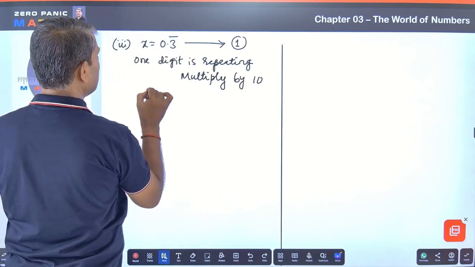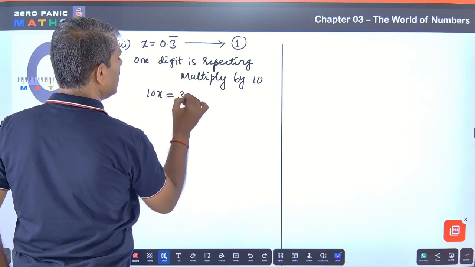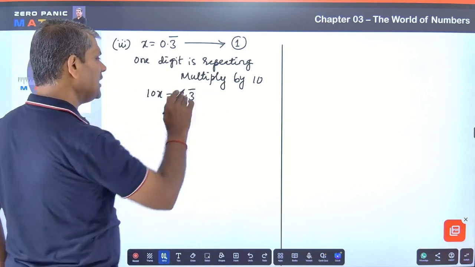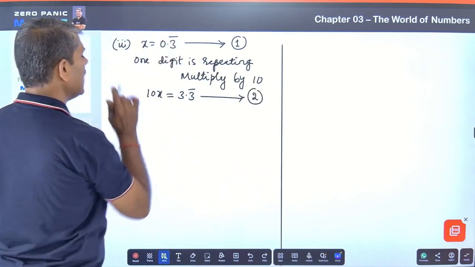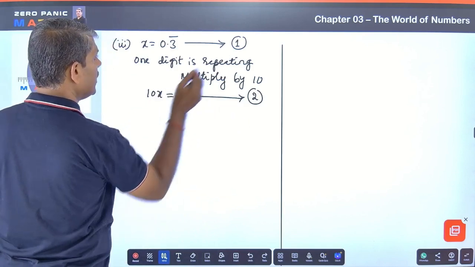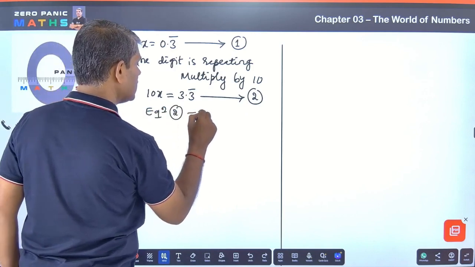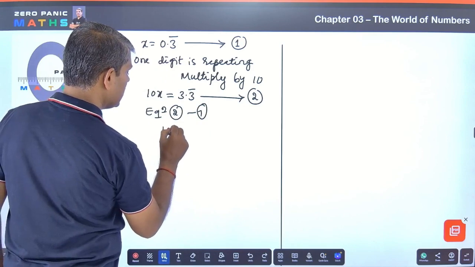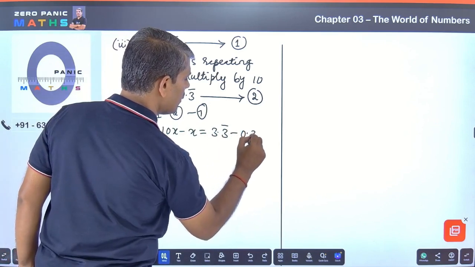That will give us 10x is equal to 3.333, because taking one 3 to the left side, the right side remains with 3333 that continues. So it will be 3.3 bar. Why it becomes like this, I've already told. Now call this equation 2, and subtract equation 1 from equation 2. This process we have already done in the previous session. So 10x minus x is the left hand side, and 3.3 bar minus 0.3 bar on the right.